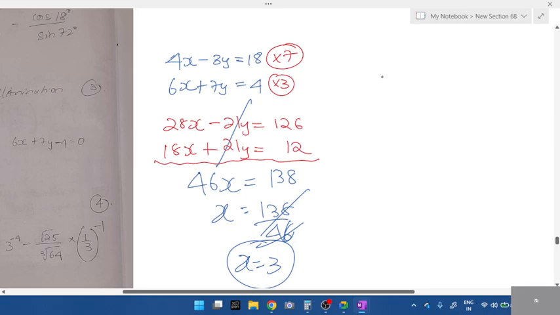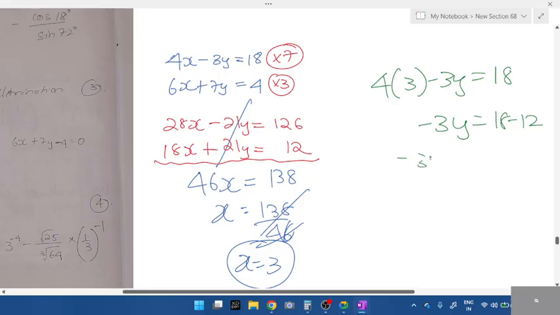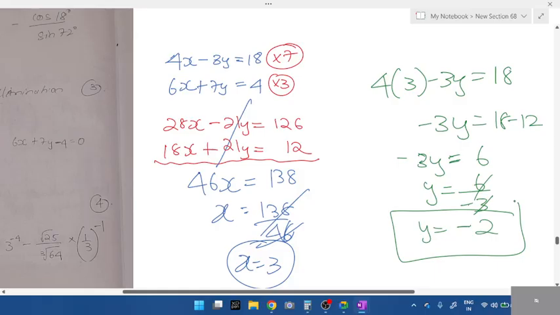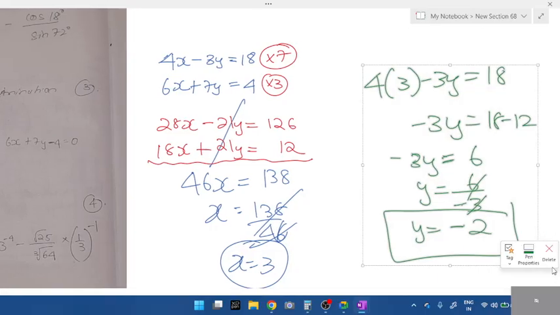Okay, I'll take the first equation. 4 into 3 minus 3y is equal to 18. Minus 3y as it is, 4 3s are 12. Positive 12 goes to the other side, becomes minus. 18 minus 12 is 6. y is equal to, we are dividing by minus 3. Remember, minus 6 divided by minus 3. Minus into plus is minus. 3 2s are 6. y is minus 2. That is 3 marks.